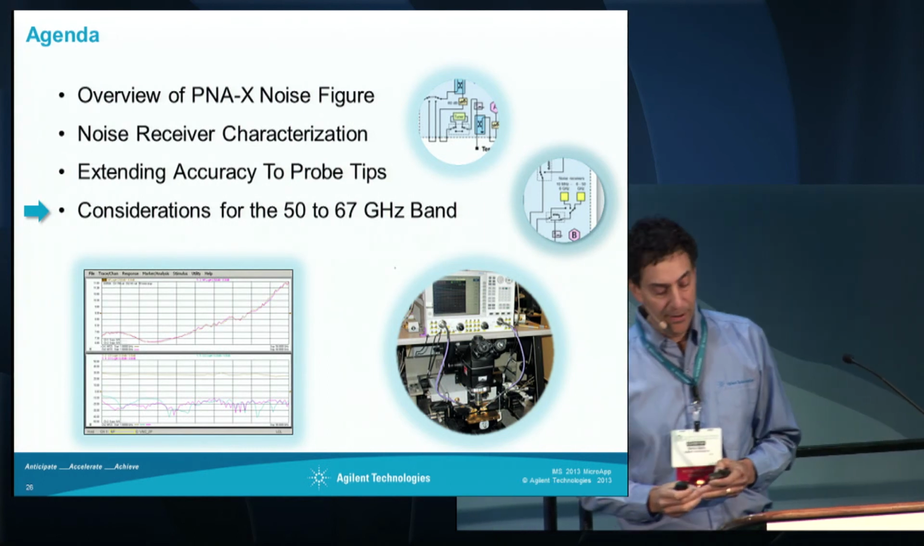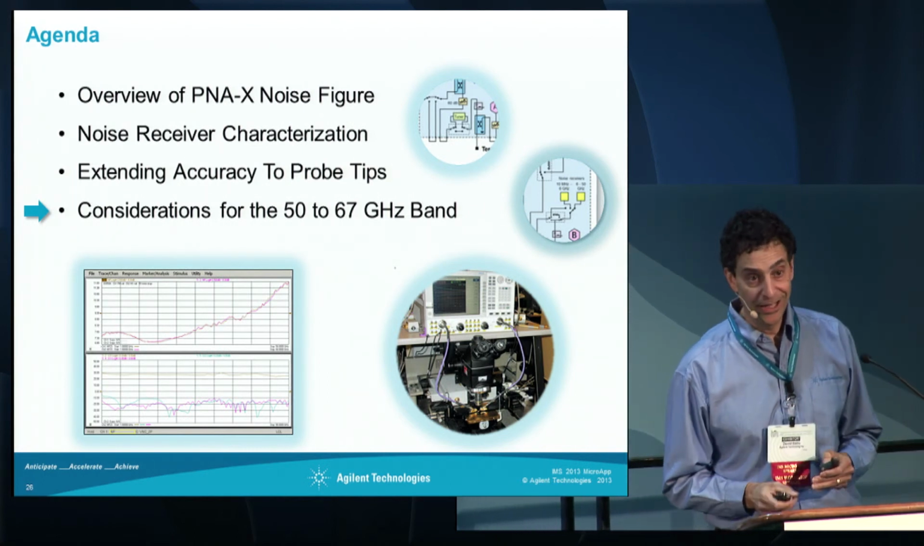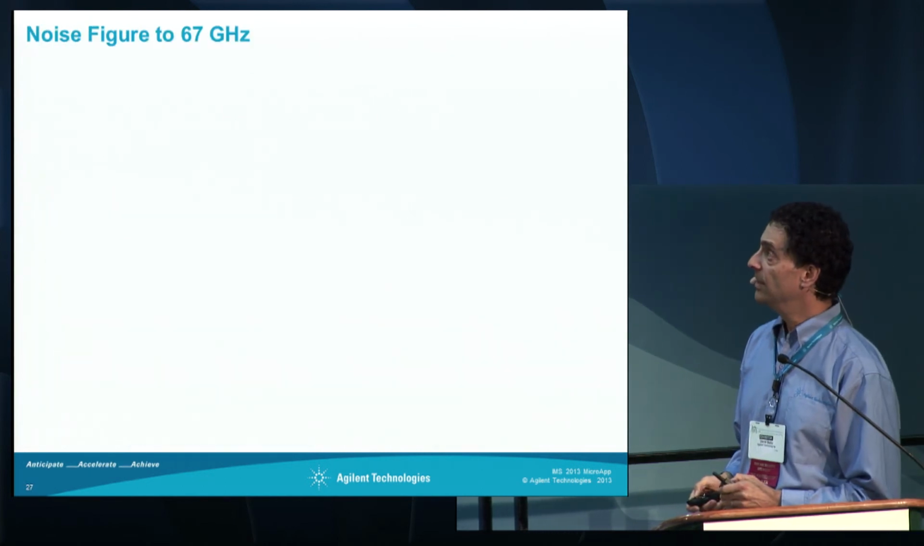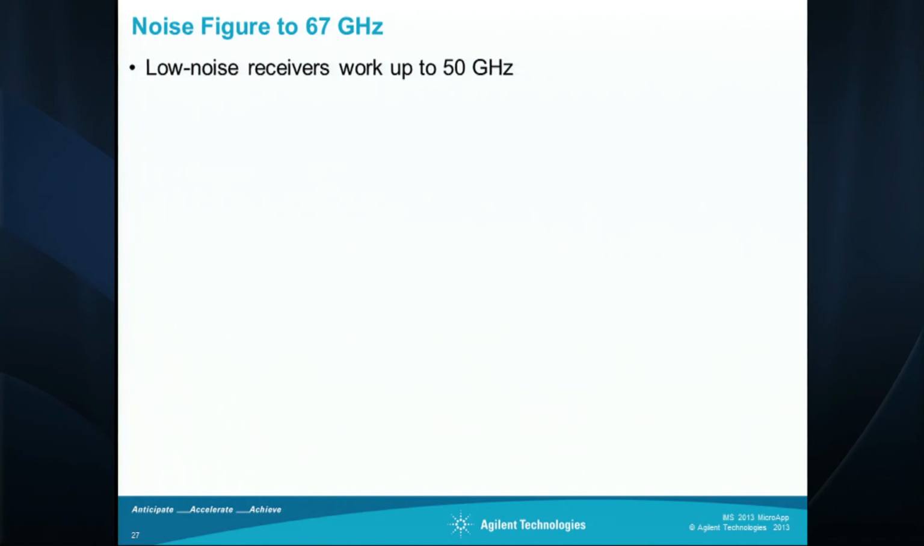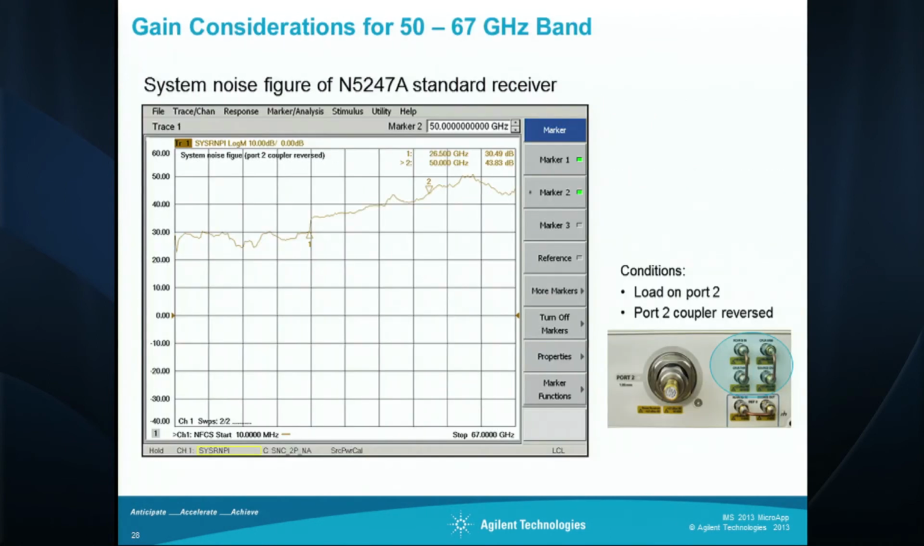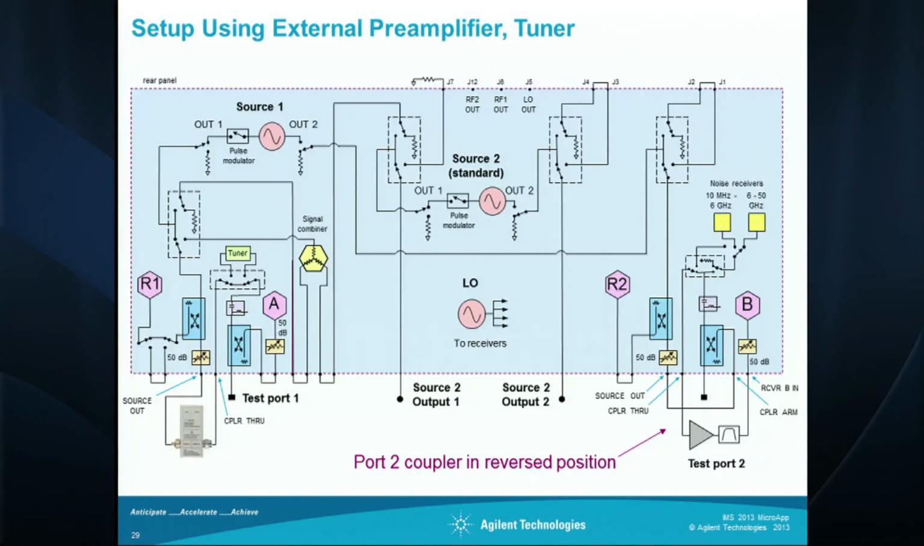So I've only got about a minute left or less, so I'm just going to really quickly go over what to do in the high frequency band. Our noise receivers only work up to 50 gigahertz. But in that extra band, you've got to add your own LNAs, and you have to add your own filters to remove out-of-band noise. In addition, you want to reverse the port 2 coupler. And this shows you a setup where you have a preamp here and a filter.